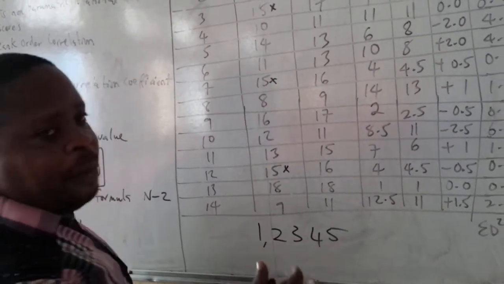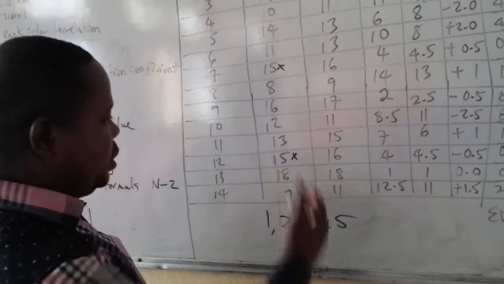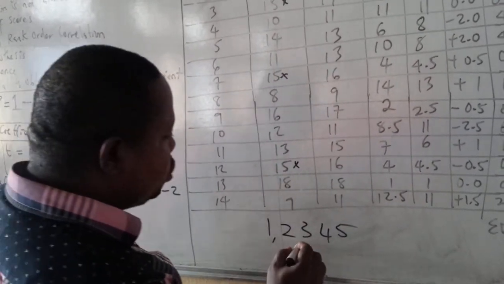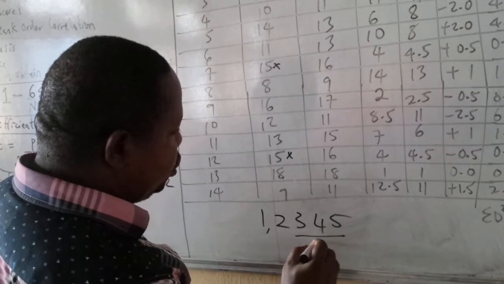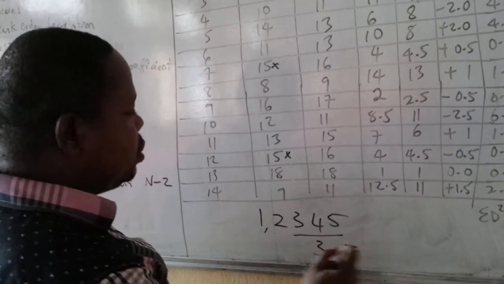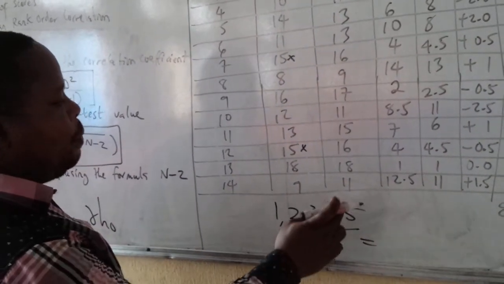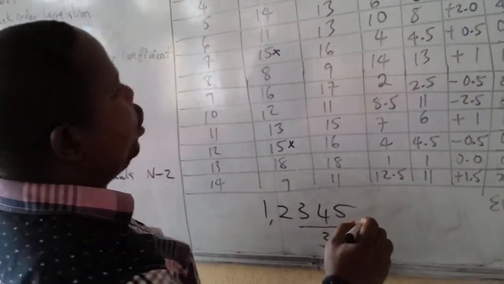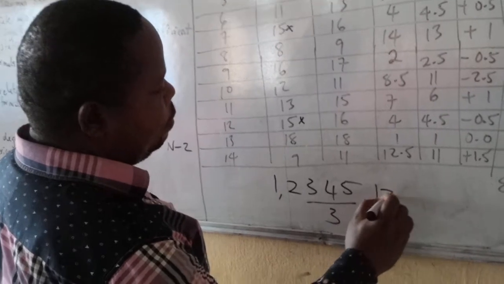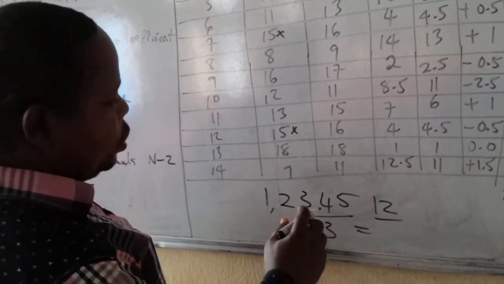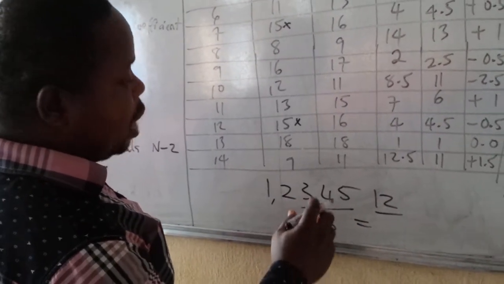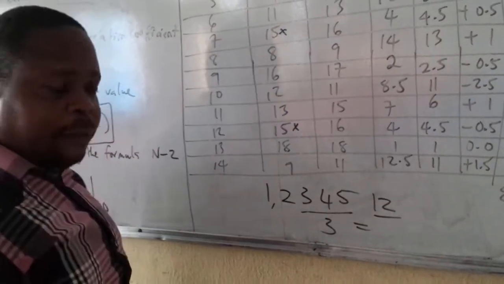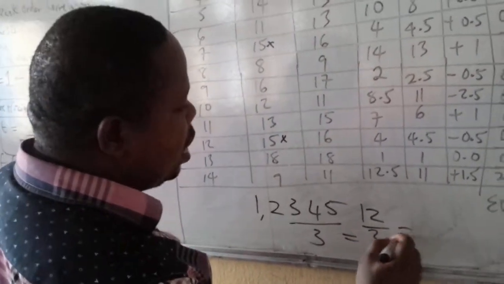Then remember the idea of brackets. They have the same bracket. And so what you do is to add those positions and divide by 3, such that 3 plus 4 plus 5 will give you 12. 3 plus 4 is 7. 7 plus 5 is 12. Divide by 3, and that is 4.